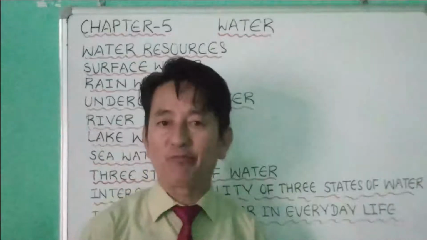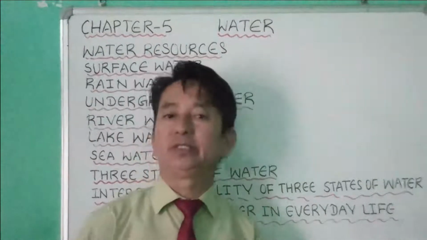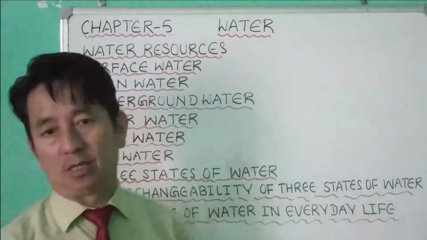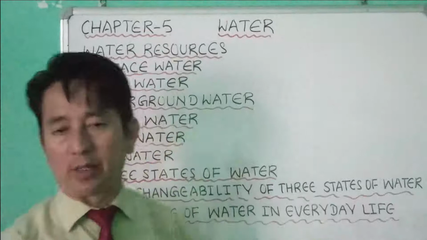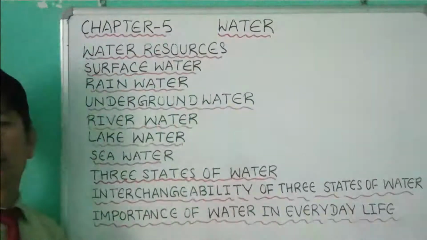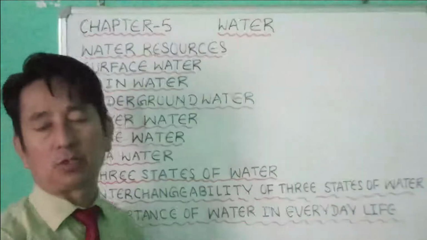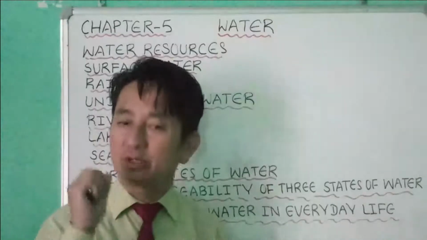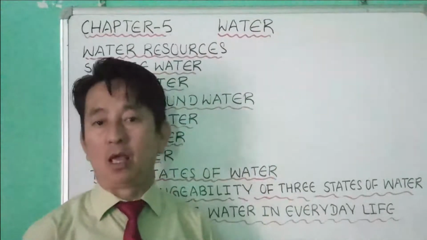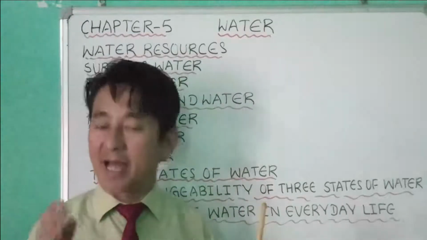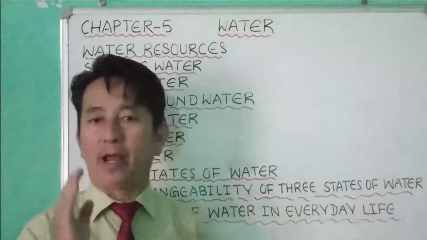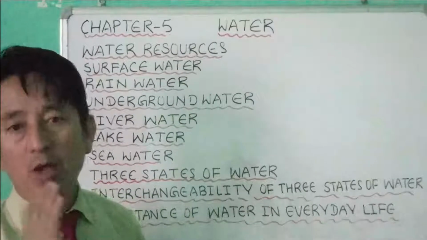As the water flows in the mountains and plains, it dissolves many impurities on its way. Therefore, river water contains a large amount of dissolved and suspended impurities. If river water is used for drinking purposes, it has to be filtered and purified before use.